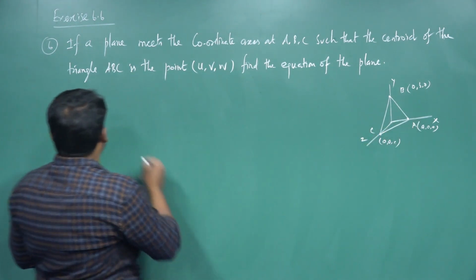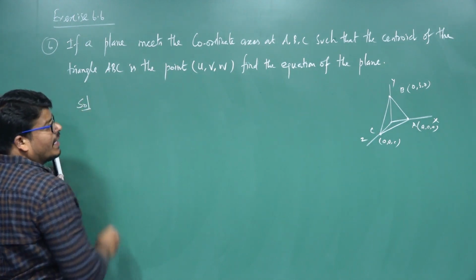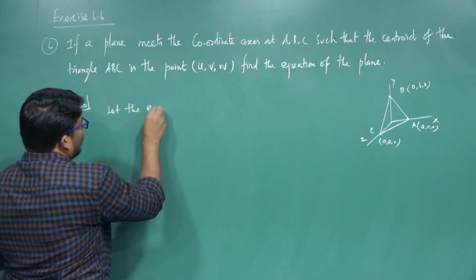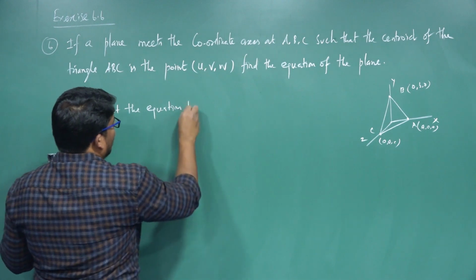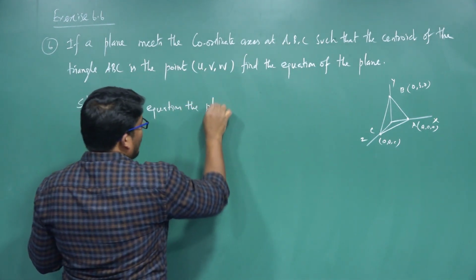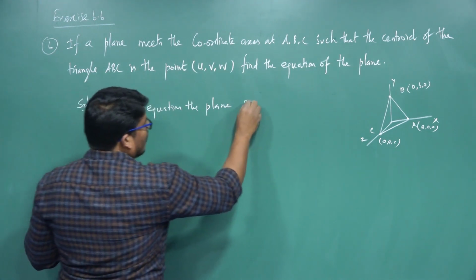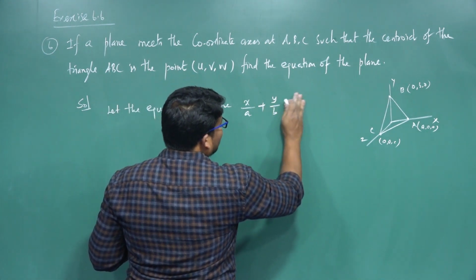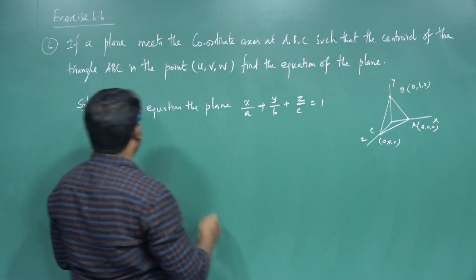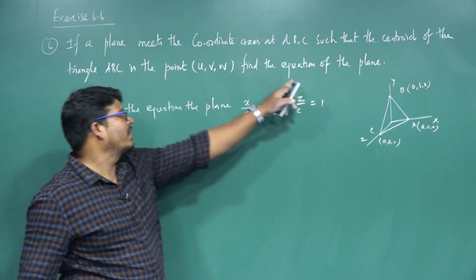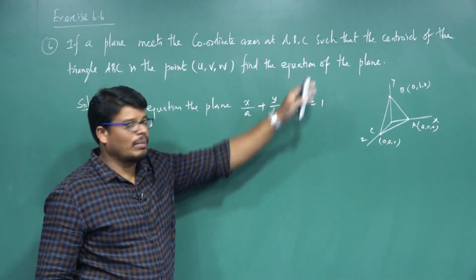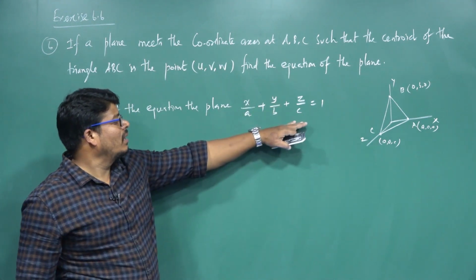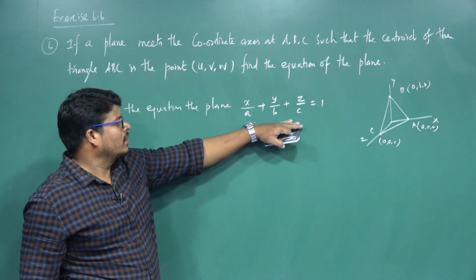Now write in intercept form. Let the equation of the plane in intercept form be x by a plus y by b plus z by c equal to 1. Let us assume this as the equation of the plane.